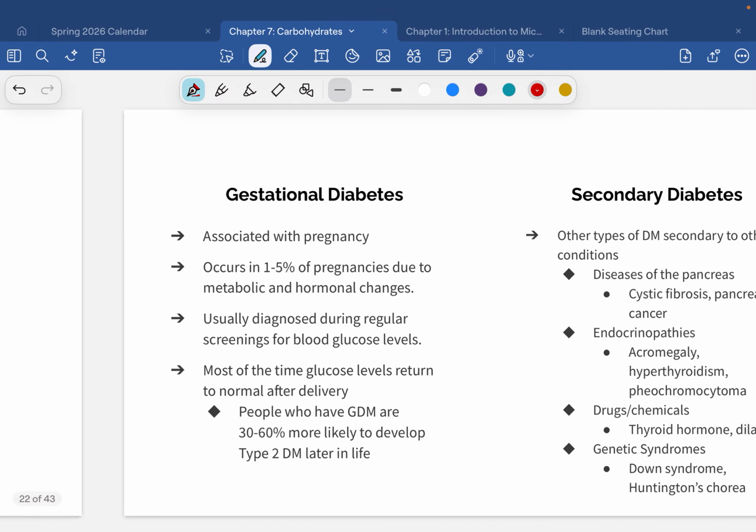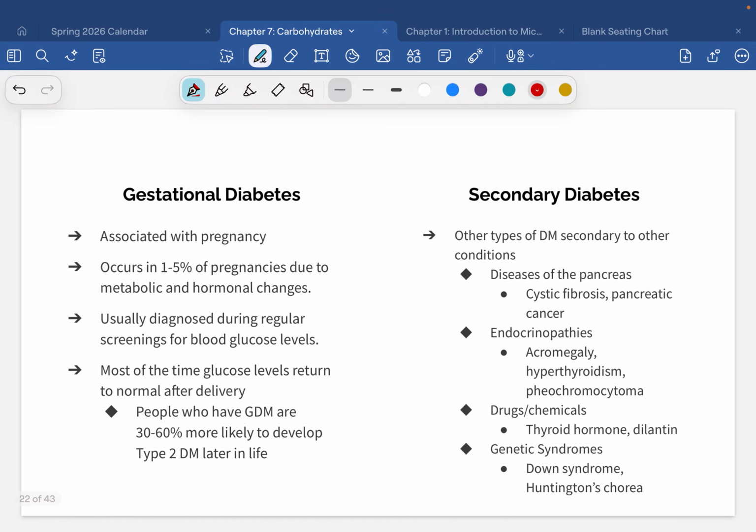All right. So our next one is we have these both on the same slide, gestational diabetes and secondary diabetes. Now, gestational diabetes is associated with pregnancy, when you are gestating. It occurs in 1 to 5% of pregnancies due to metabolic and hormonal changes.